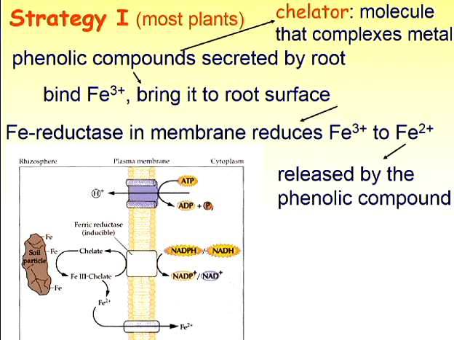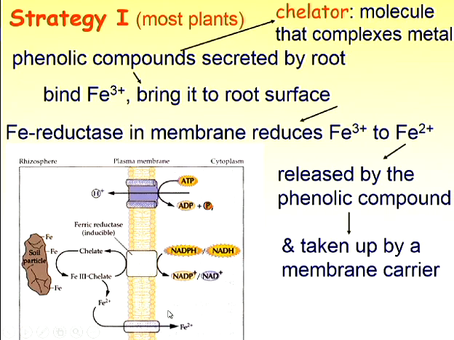Actually, grasses do take it up as 3+, as you will see in the next slide. But for some reason, other plants don't. Maybe it's easier this way? Grasses take it up as a complex 3+, yeah. As I'll show you, strategy 2. Okay, so there are phenolic compounds, they bring it into solution, they bring it to the root surface, it's reduced, iron 3+ to 2+. In the process, it's then released from the phenolic compound, and it can then be imported into the root through the membrane by a membrane protein. It says here carrier. Technically, it's not really a carrier. But anyway, it's a membrane protein that takes up iron.